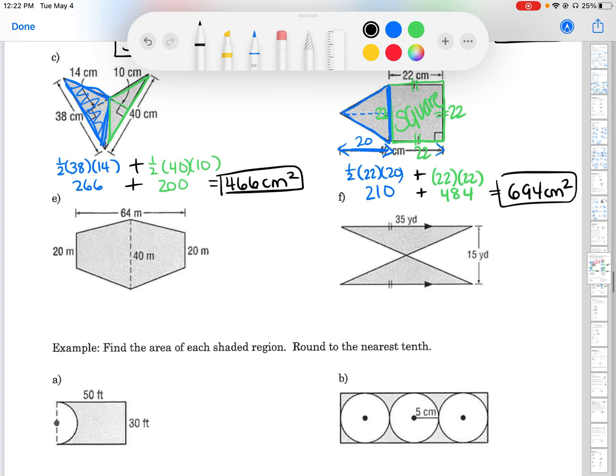All right, let's take a look at the next shape. So it looks like I have two trapezoids back to back.